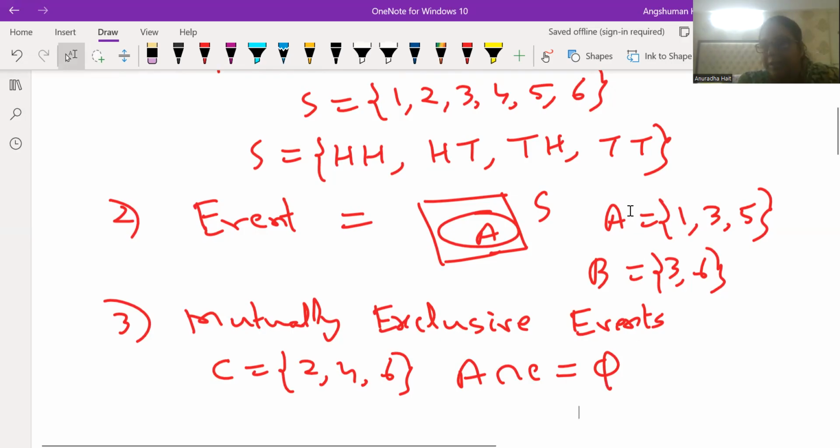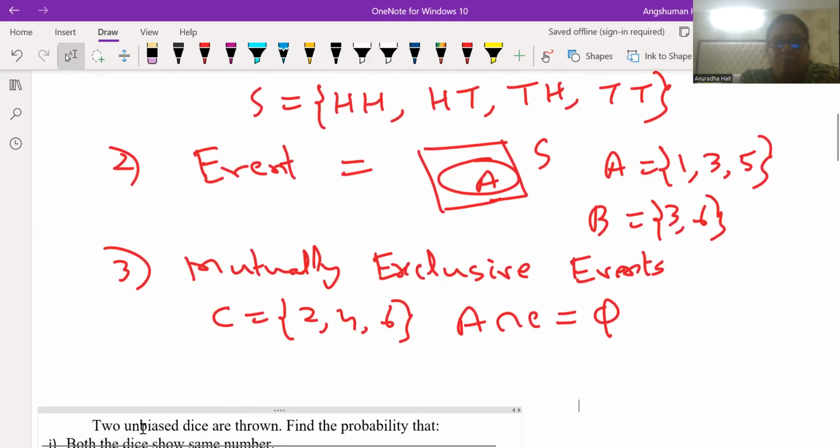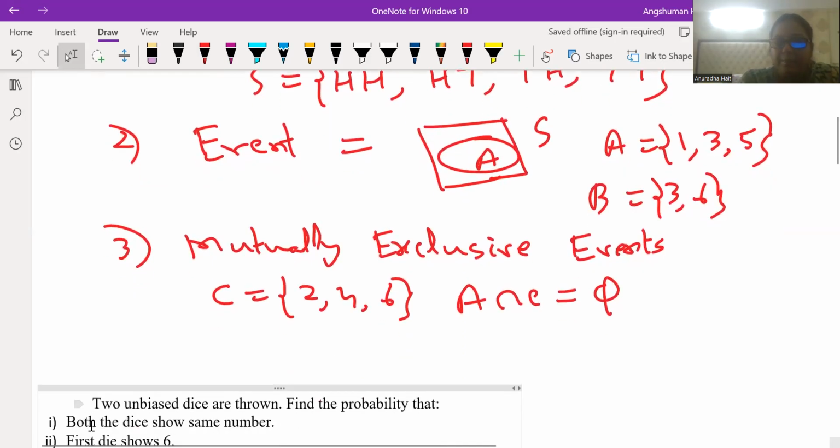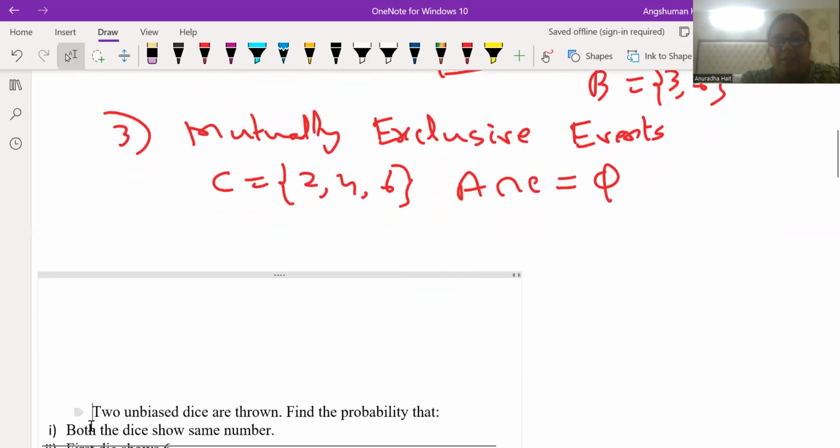But if I take A and B here, and take the intersection between A and B, we can see there is a common point, 3. So they are not mutually exclusive events. Mutually exclusive events basically means that one will happen and the other will not happen.